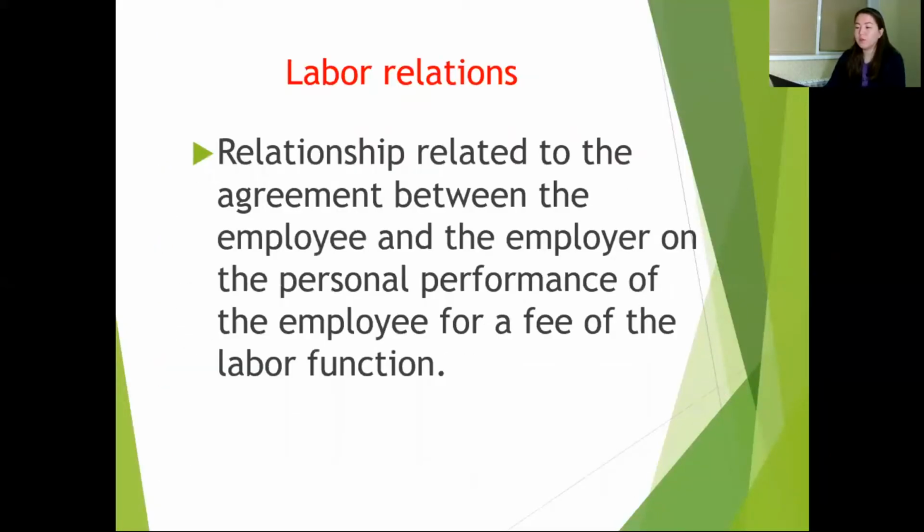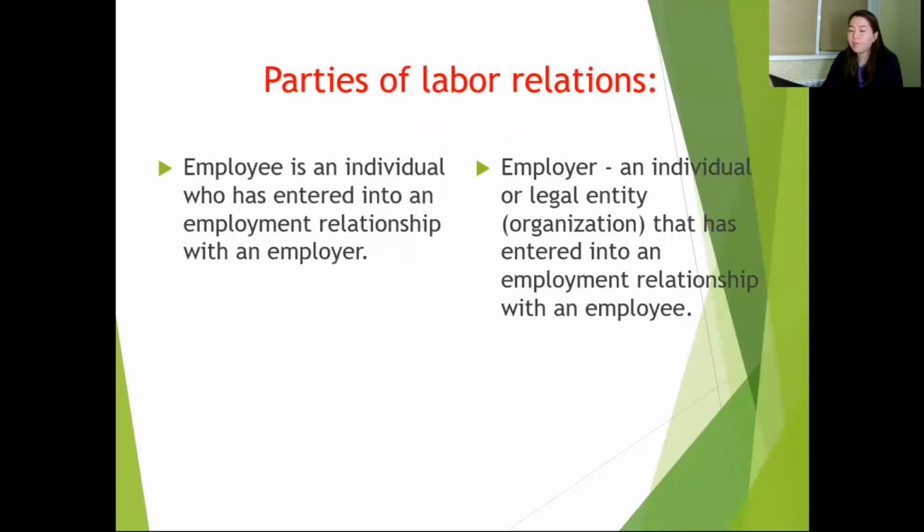Labor relations related to the agreement between the employee and the employer on the personal performance of the employee for a fee of the labor function. So, we have two parties of labor relations. First is employee. It is an individual who has entered into an employment relationship with an employer. Employer is an individual or legal entity, organization that has entered into an employment relationship with an employee.